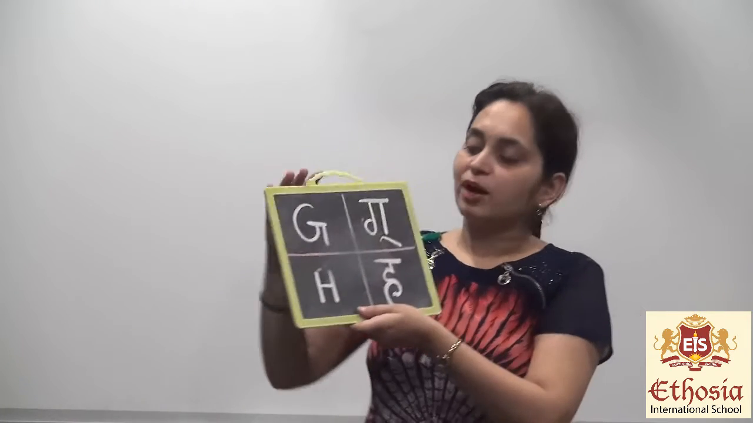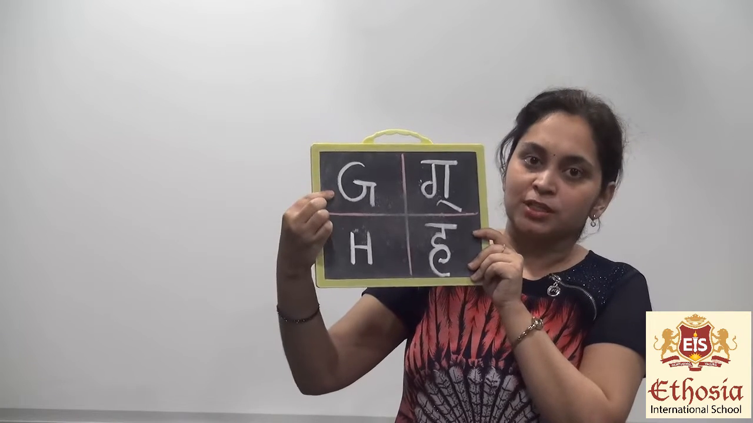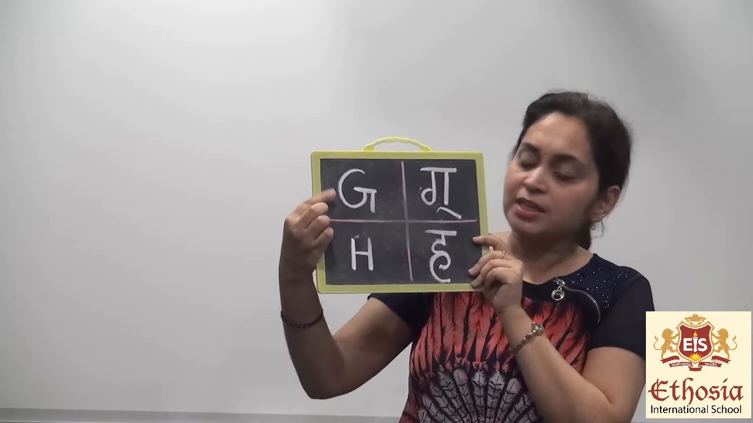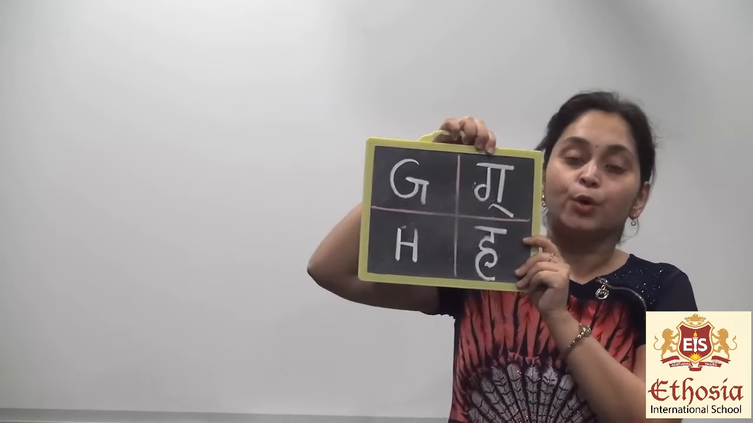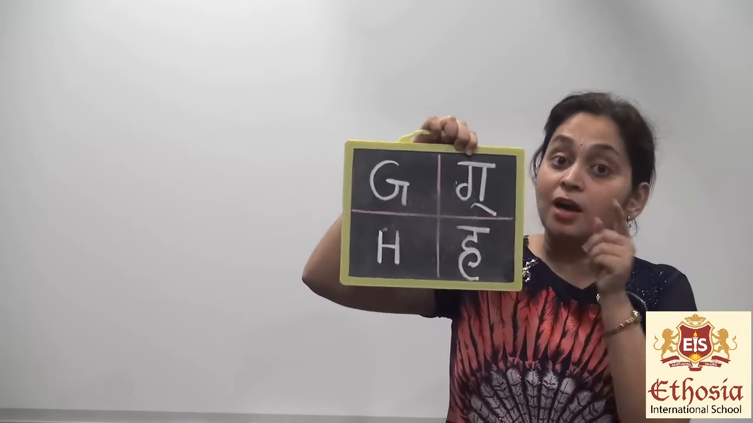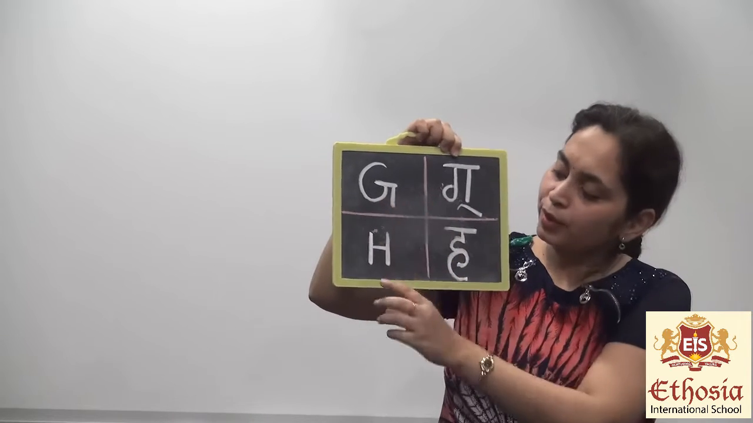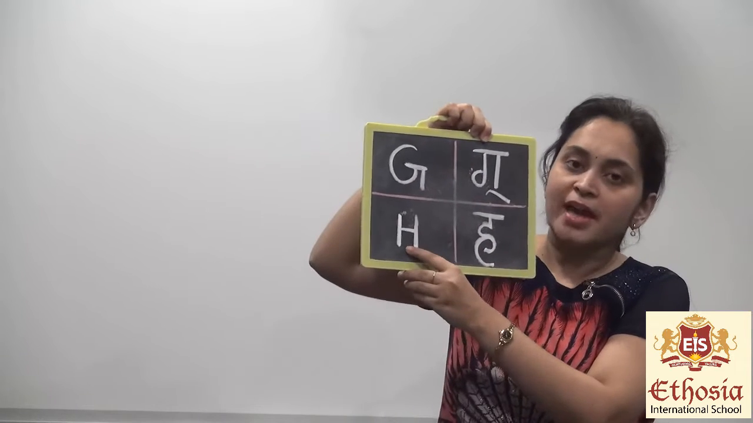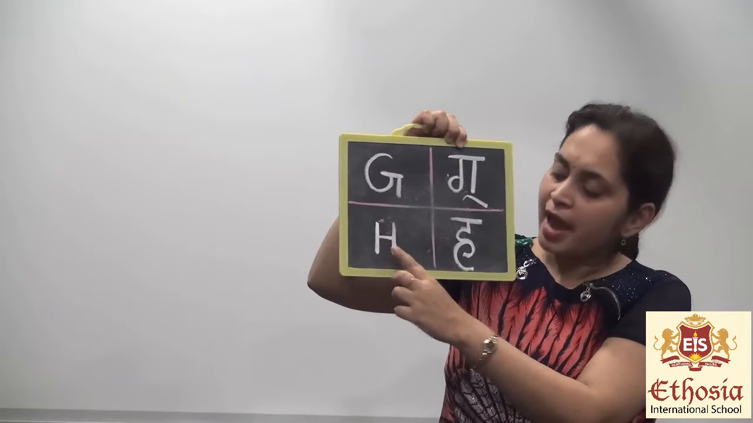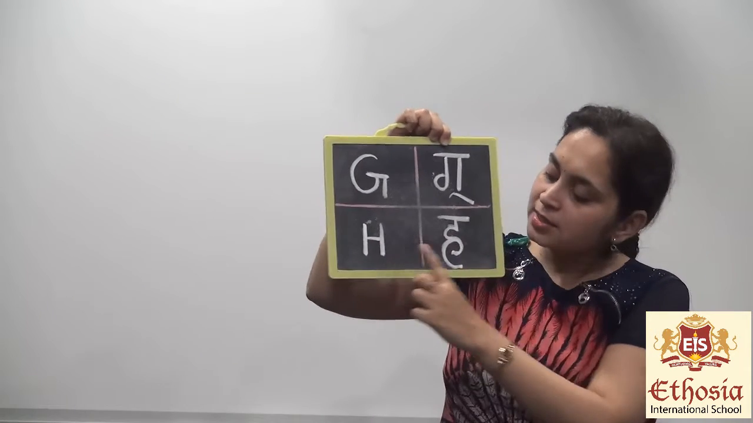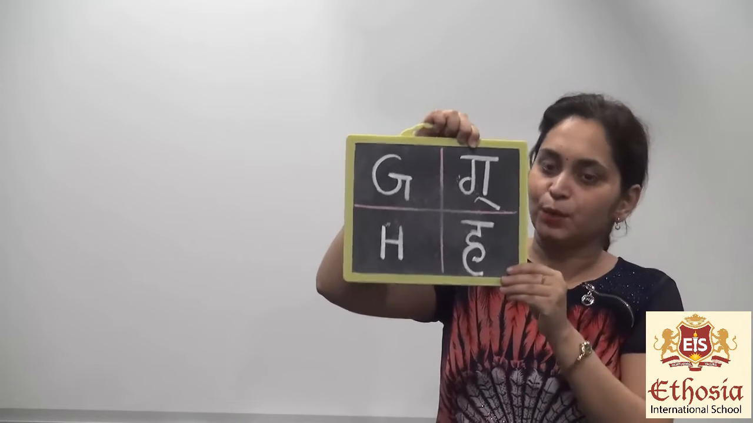So our next 2 alphabets are, number 1 over here is capital G. G says G, like goat, grass, gun. So this is the phonic sound of this alphabet G. Now the next alphabet is H. This is capital H. H says her, like horse, hat, and many more like this.